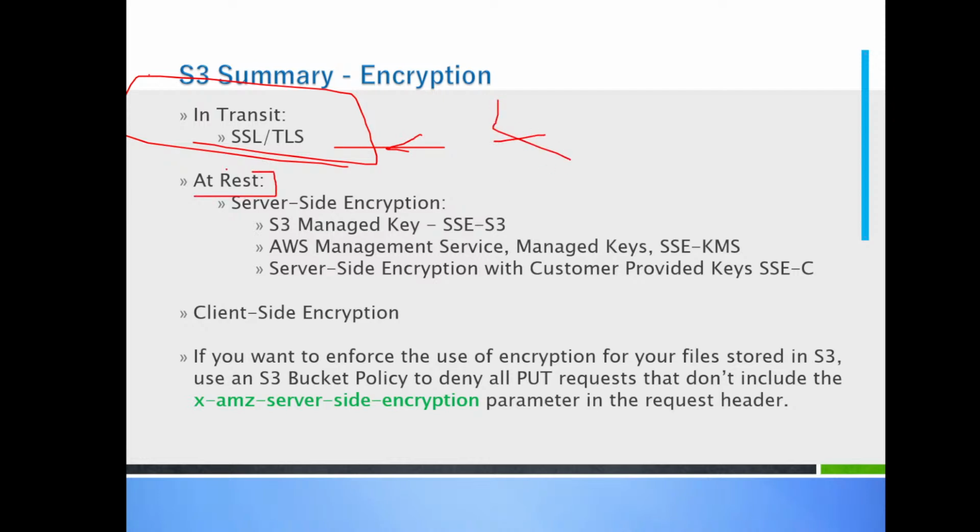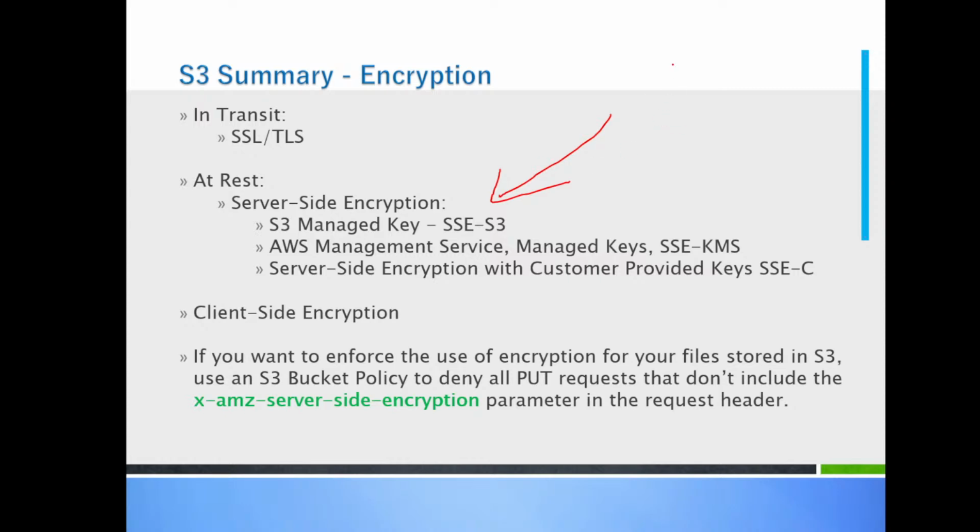Second, data at rest. Whenever you are uploading, you want to encrypt your data. It can be on client side, it can be on server side. Client side basically means you are encrypting your data on your own and then uploading to the cloud. Server side, Amazon is doing encryption for you without any cost. You just have to enable what type of key you want to use to encrypt the data. The keys will be managed by Amazon. They are called S3 managed keys.